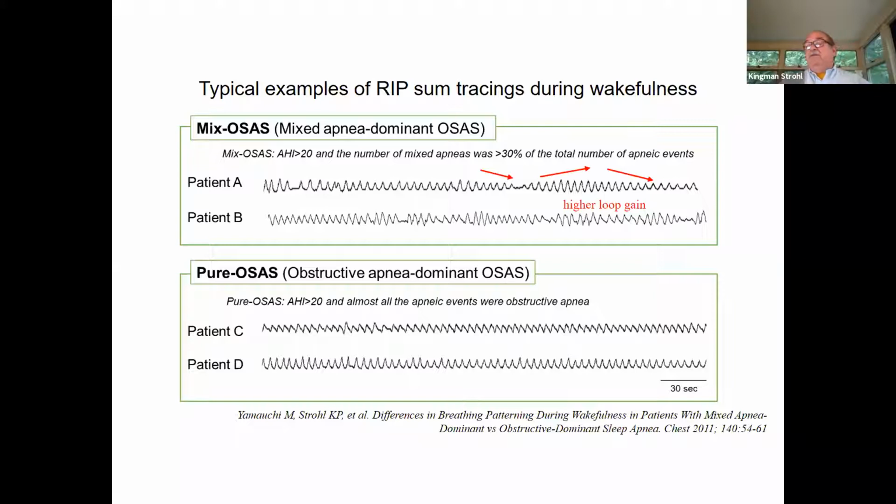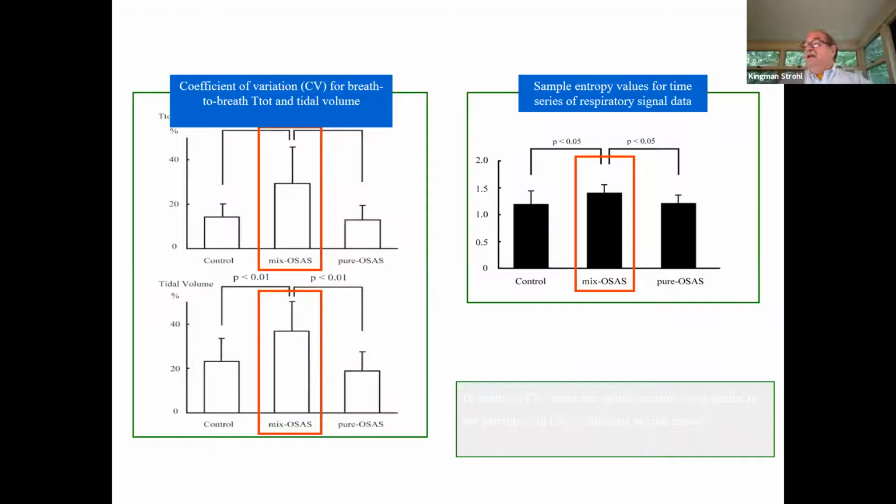And he looks at this in a whole variety of people. He looks at tidal volume and frequency and finds that in both instances, the coefficient of variation in people without sleep apnea was somewhere around 15, and it's like 30 or so in mixed OSA, and in pure OSA it's around the same as controls. He used sample entropy, which is another way of looking at the respiratory signal without making a distinction as to whether that signal is coming from tidal volume or frequency, and you can find it's a little bit higher as well. So he concludes that the coefficient of variation leads you to have much more of a central component.